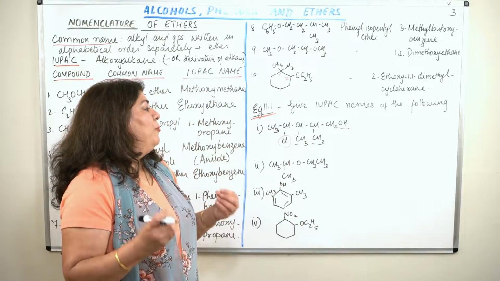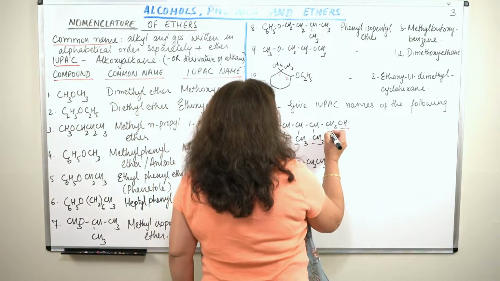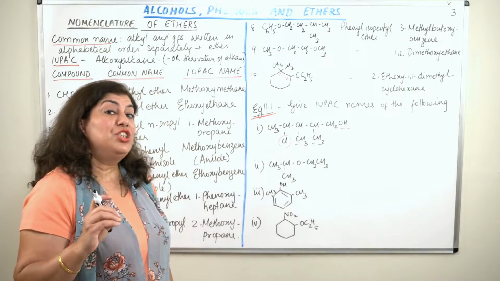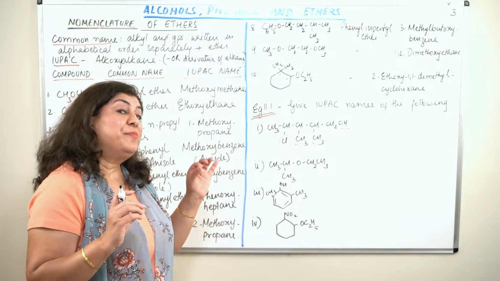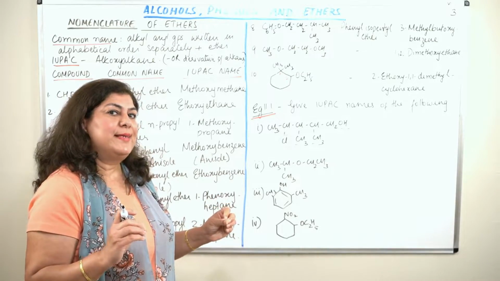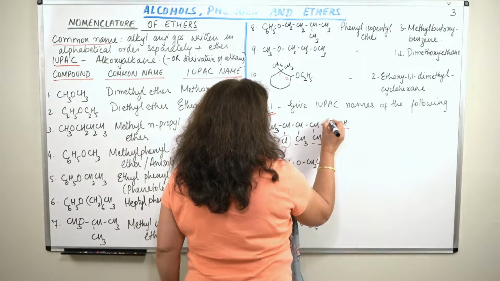So from which direction will I start counting? I'll start counting from this direction because alcohol is a functional group. It is not written as a prefix. I will try to give the alcohol the lowest locant. So I'll take this carbon as first carbon, carbon 1.